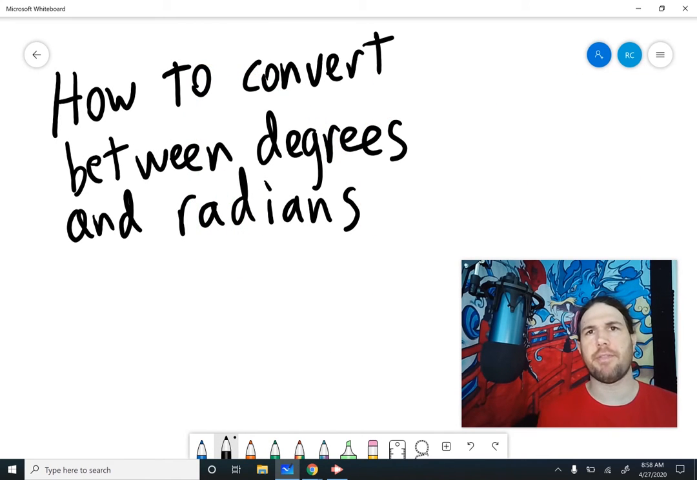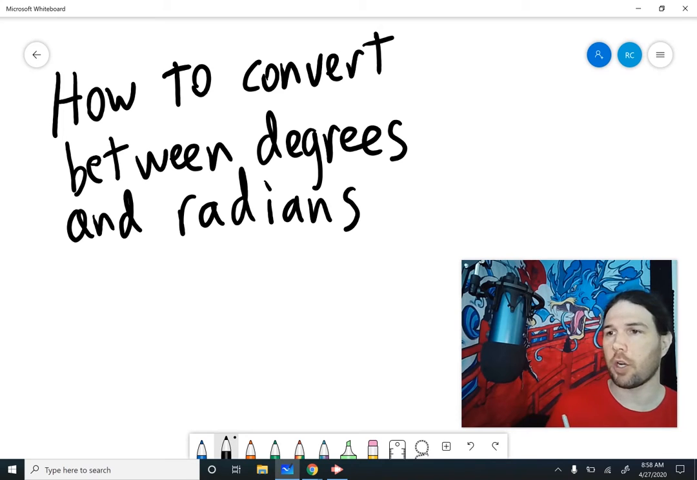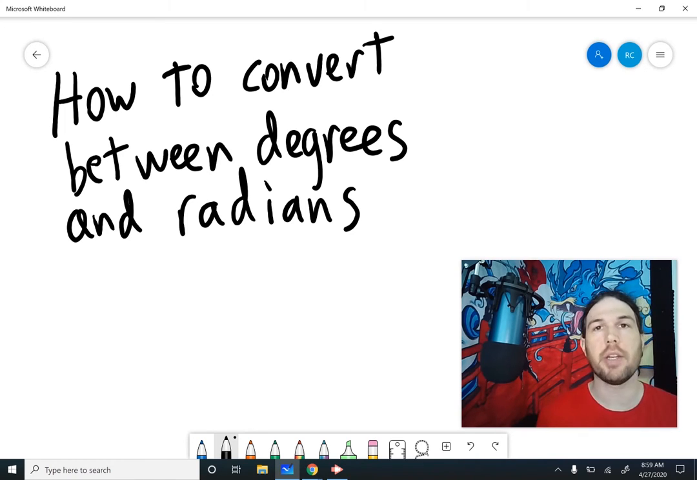So let's get to the meat of this, which is converting between degrees and radians, right? If you are an American who uses feet and you are going to be working with a European who uses meters, one of you is going to have to convert your units into the other unit in order to be able to have a conversation.